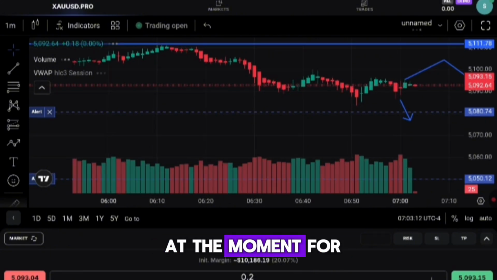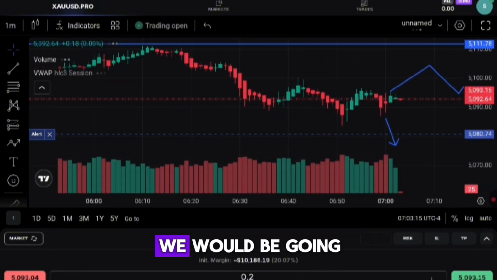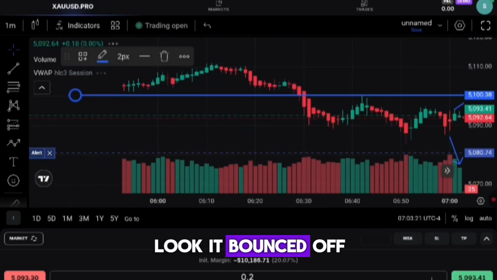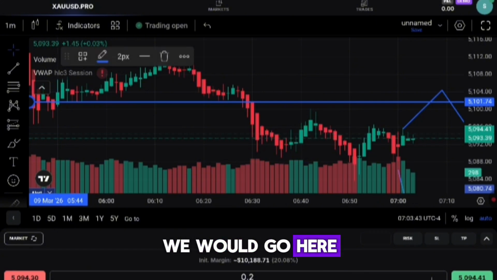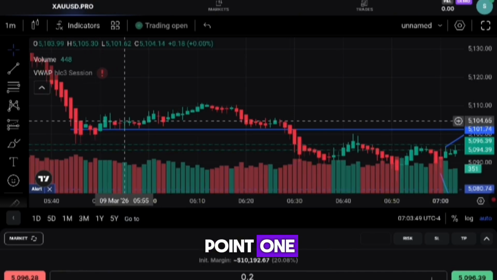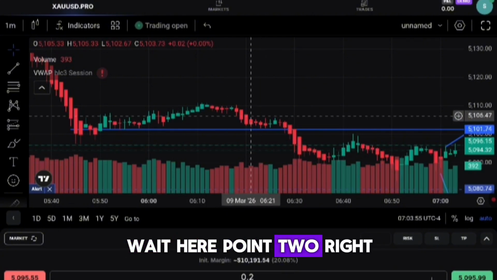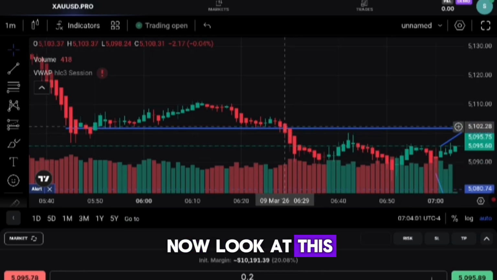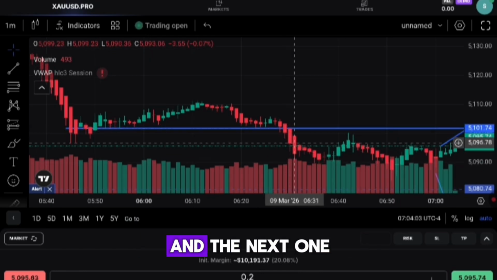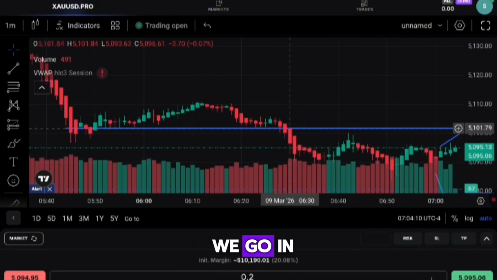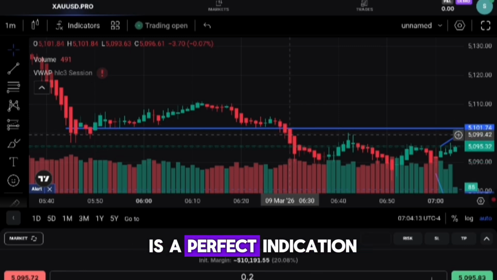Since we are waiting at the moment for a downtrend, we would be going in, for example, over here. Look, it bounced off. We would go in here because here you have point 1, point 2, right here point 2, right, and point 3. It broke through. Now look at this fat candle going down, and the next one. You see, this is an indication we go in. Well, this second candle is a perfect indication.